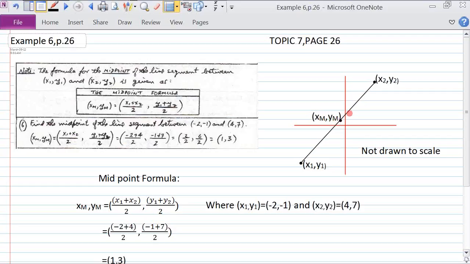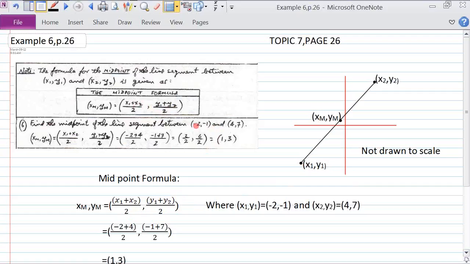And what we're really saying is the distance from this point here to this point will equal the distance from this to this. So it's the midpoint. So the line is divided into 2 halves. So here's the midpoint formula right here, the same one that's up here.